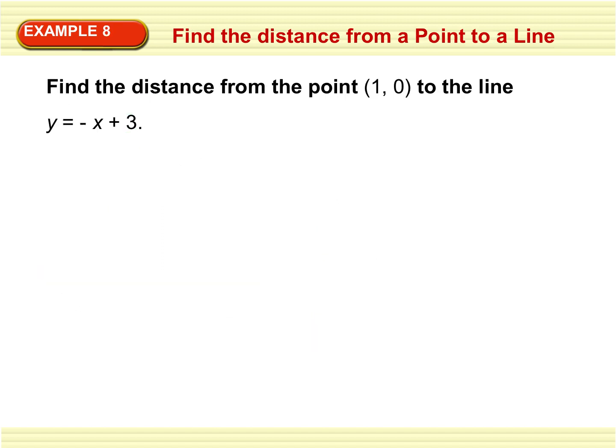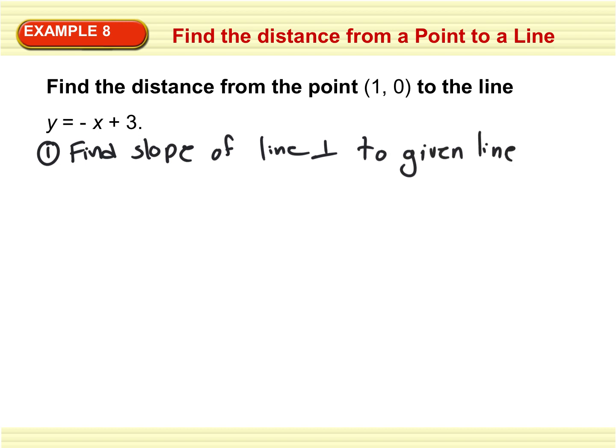Alright guys, for the last example in the notes, they want us to find the distance from the point (1, 0) to the line y equals -x plus 3. Now, I want you to understand that, due to the distance formula, we're going to take it a few steps at a time. The first step is to find the slope of a line perpendicular to the given line.